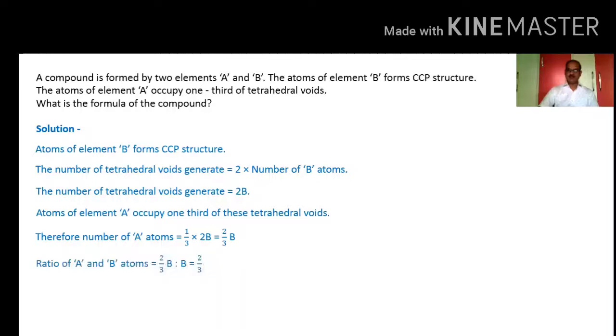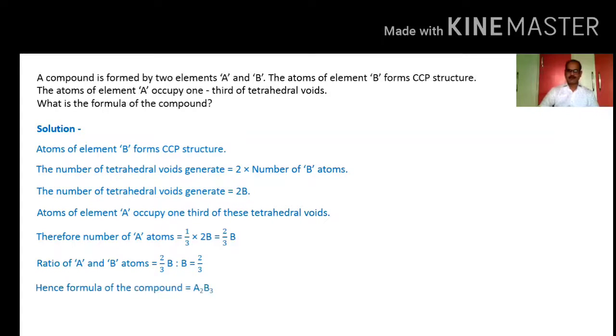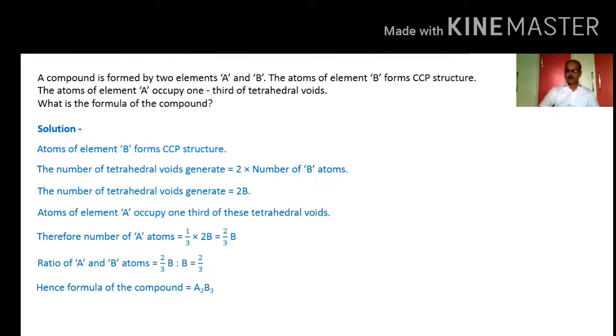Now I'll take the ratio of number of atoms of A and B. It is 2/3 B upon B, where 2/3 B is the number of atoms of A and B is the number of atoms of B. So it will be 2/3. So the formula of the compound is found to be A2B3. So from the knowledge of the position of the atoms in the three-dimensional structure, you can easily determine what will be the probable formula of a given compound.